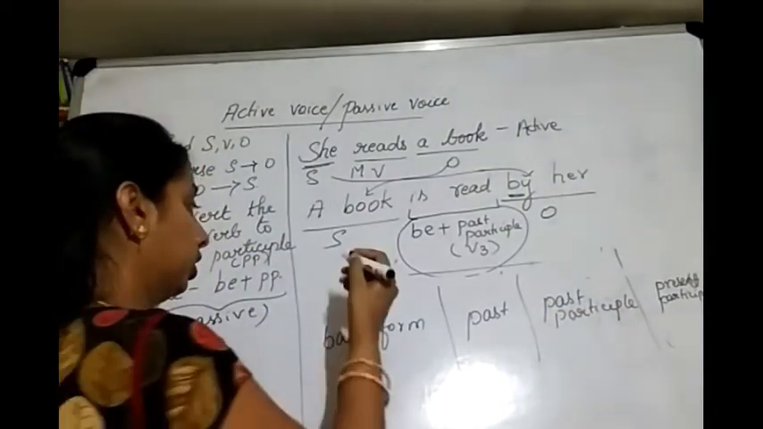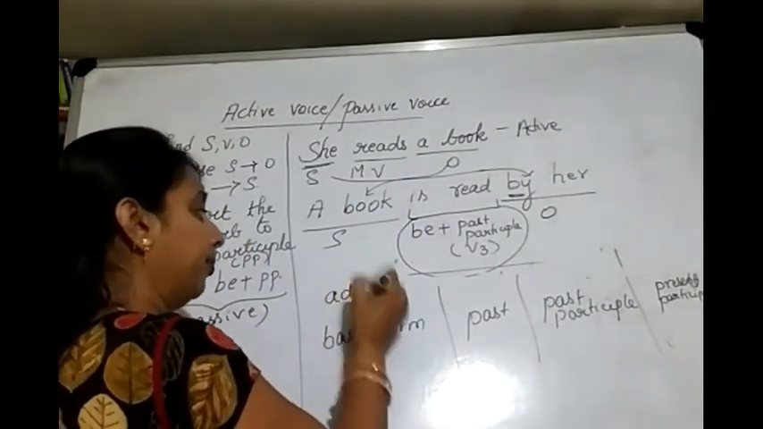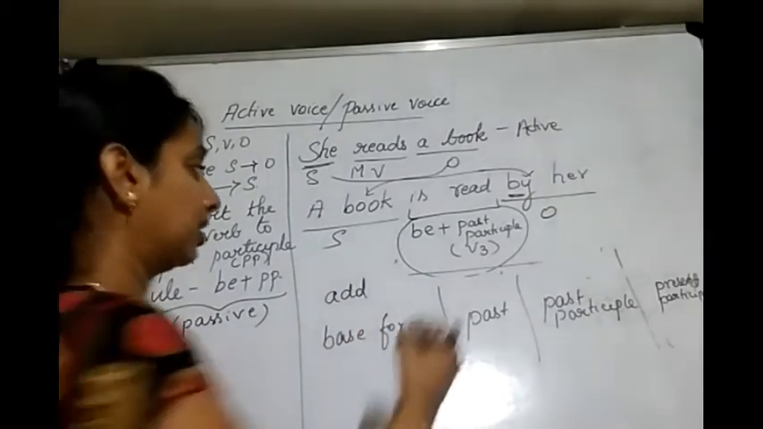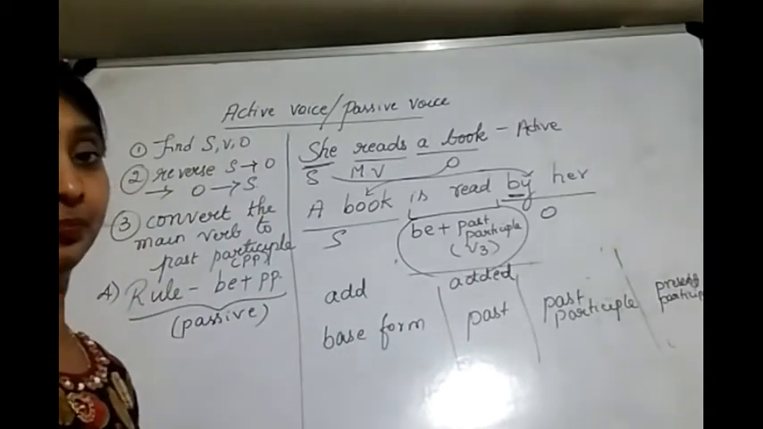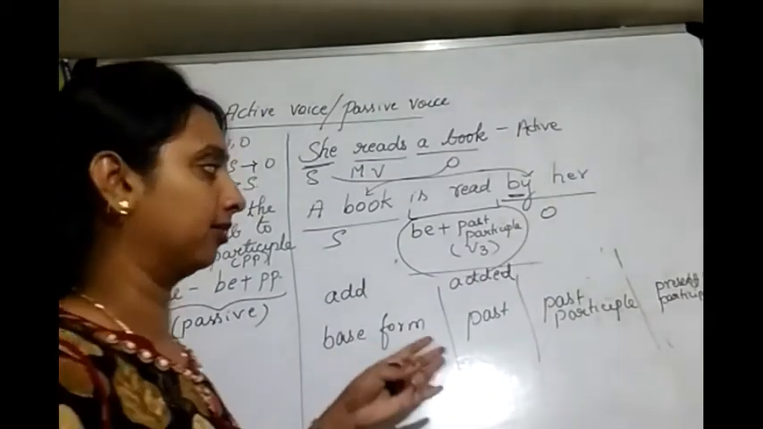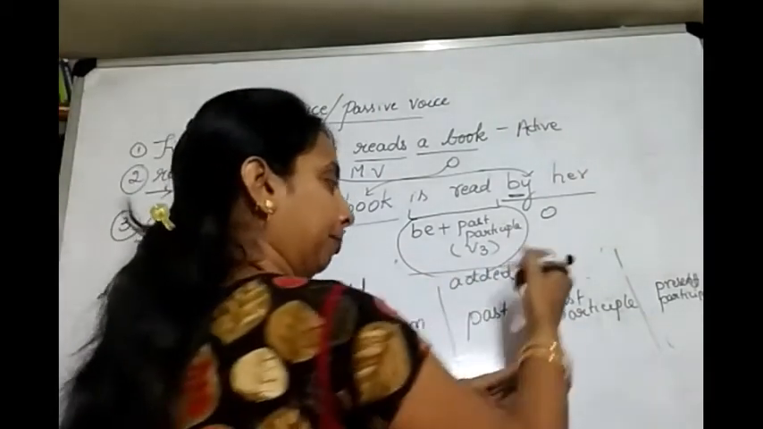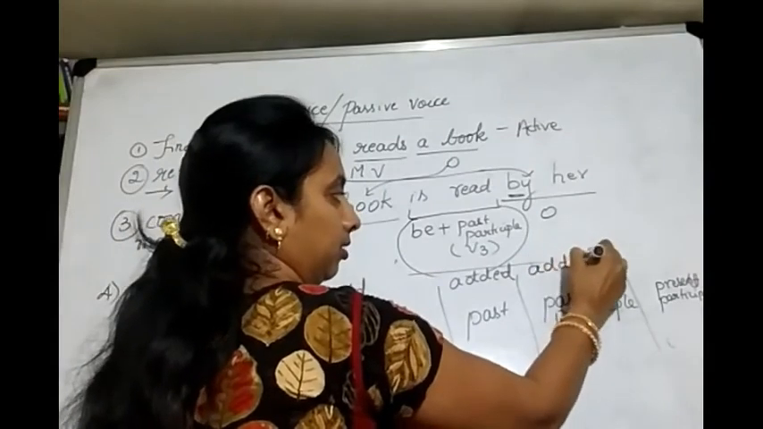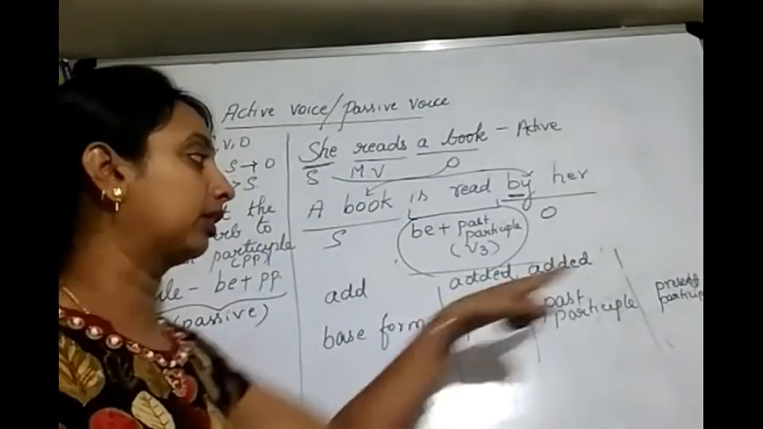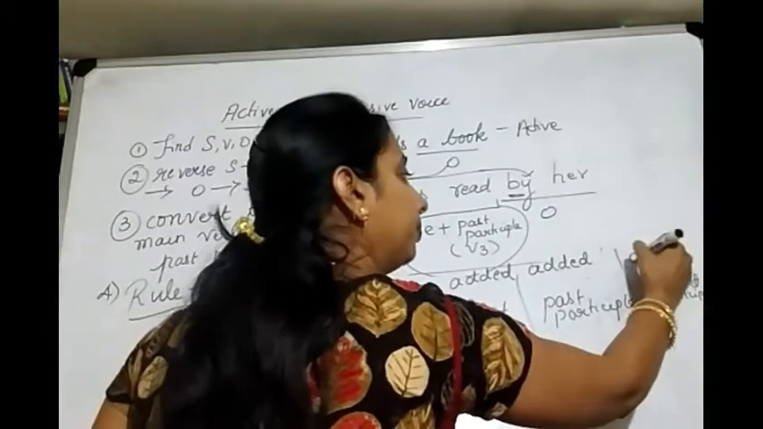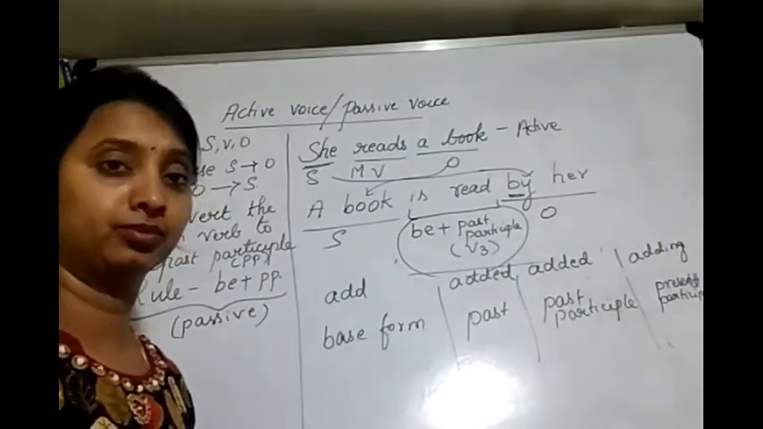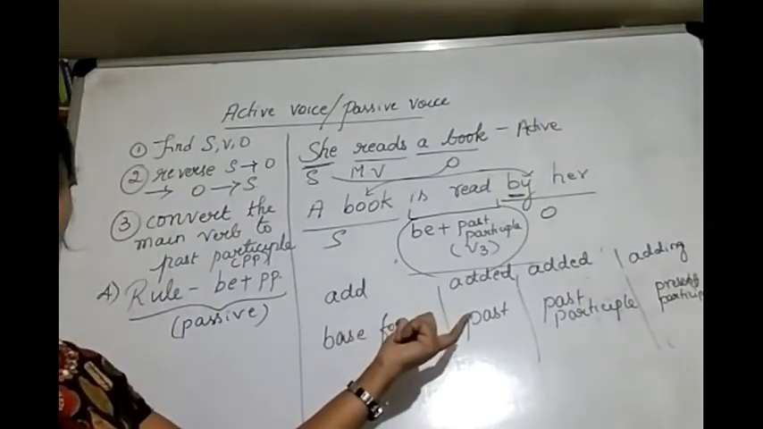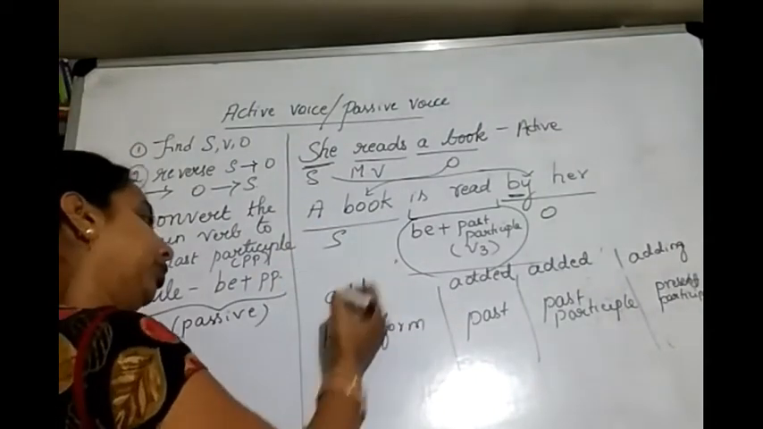If I write one word, for example, add, in the past tense I have to add just ed to make it past. So add becomes added. Past participle, same: added. Then present participle, adding. Are you getting it? Let me take one more example.